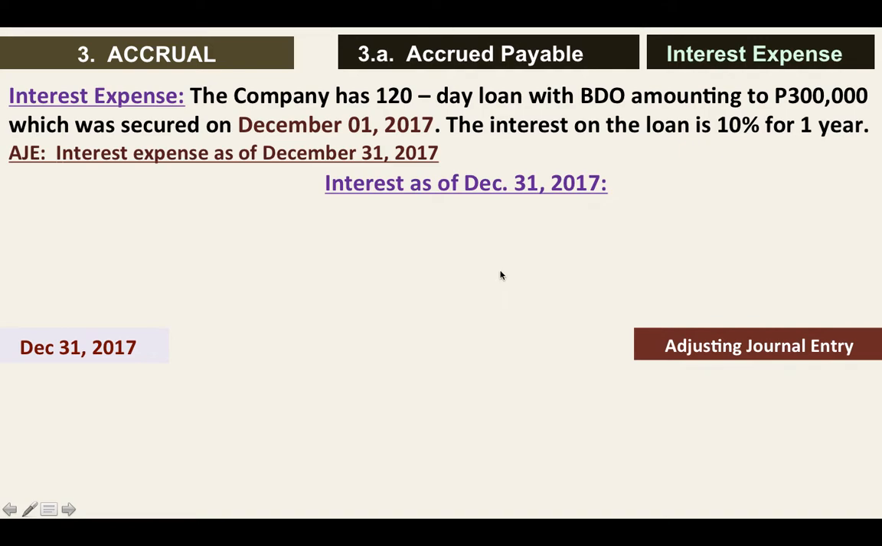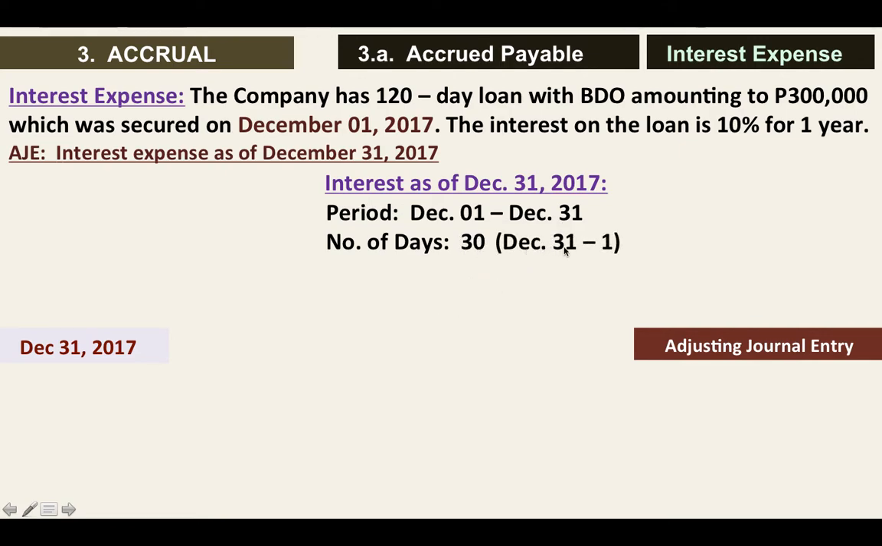First, alamin natin kung ilan days from December 1st to December 31st. So, the period is December 1st to December 31st. Ilang days yan? Kasi doon natin ibabase kung magkano yung interest. So, meron tayong 30 days na dapat expense na ng babayaran as of December 31. That's 30 days na. So, it is just December 31st minus 1. That will give you the 30 days.